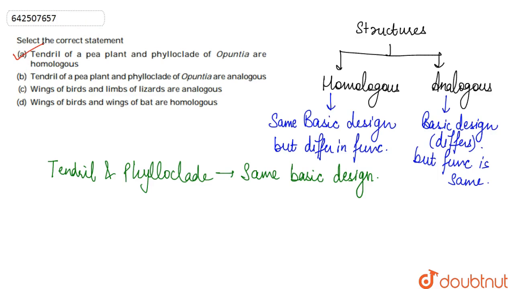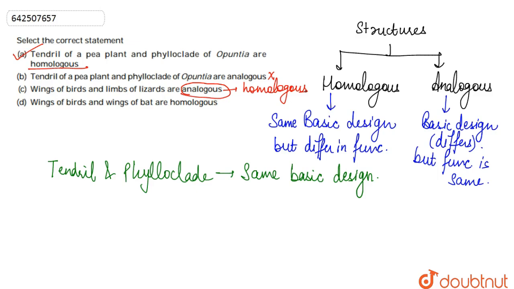The next option says that the tendril of a pea plant and phylloclade of opuntia are analogous. We have just said that it is homologous, so the statement is going to be the wrong one. Option C says that the wings of the bird and the limbs of the lizard are analogous. This is the wrong one, because they are both homologous organs, as the basic structure of the wings of birds and limbs of lizards is the same, though their function is different. In birds, the wings are used for flying, whereas in lizards, their limbs are used for crawling. So their function is different, but their structure is the same, so it is a homologous organ and the statement is wrong.